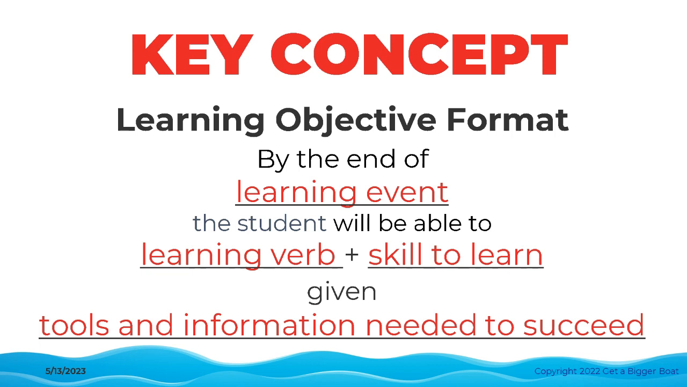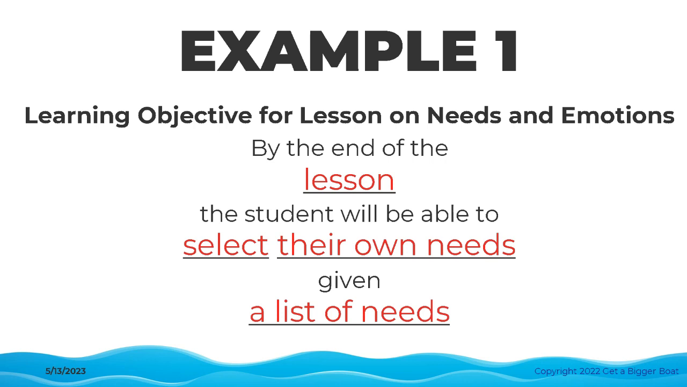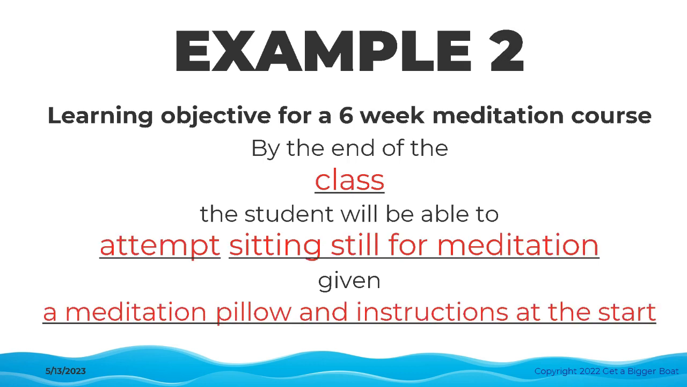So let's take a look at some examples first, and then I'll break out how you fill in each part of this sentence. Here is an example of a learning objective for a lesson about needs and emotions. By the end of the lesson, the student will be able to select their own needs, given a list of needs. Here is an example of a learning objective for a 6-week meditation course. By the end of the class, the student will be able to attempt sitting still for meditation, given a meditation pillow and instructions at the start.